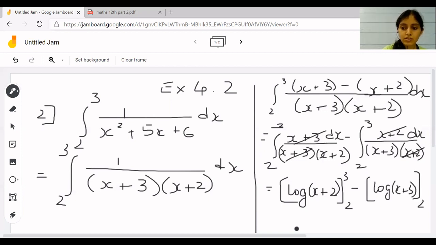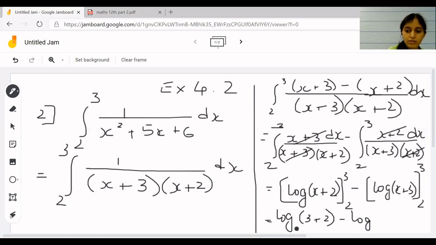Okay, 2 and 3. Substituting the limits. So what do we get? You can substitute the high limit minus lower limit. So it will be log of 3 plus 2 minus log of 2 plus 2. Okay, so I'll just do it for the first one. Log of 3 plus 2 minus log of 4, that is 2 plus 2, and then same way we'll apply for this, minus log of 3 plus 3, that is log of 6, plus log of 5.